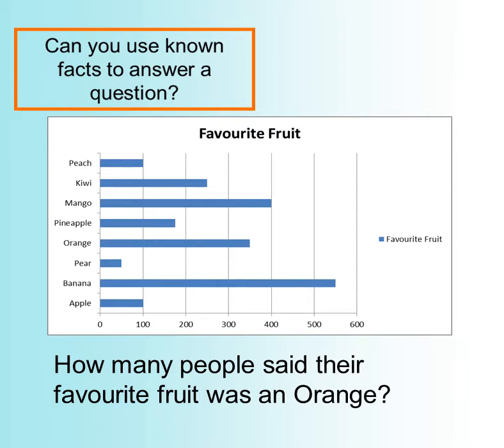Now, we need to look to see how many people said their favourite fruit was orange. So we find orange on our y-axis, we look at its blue bar, and we see where it finishes. It finishes halfway between 300 and 400. I'd say exactly halfway between. So using our knowledge that half of 100 is 50, we would say that halfway between 300 and 400 is 350. Well done.